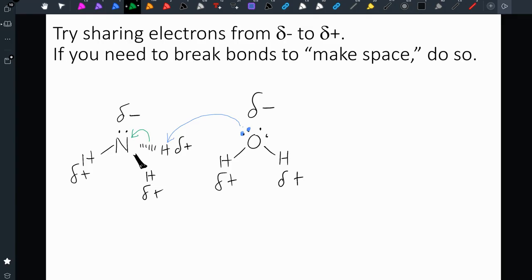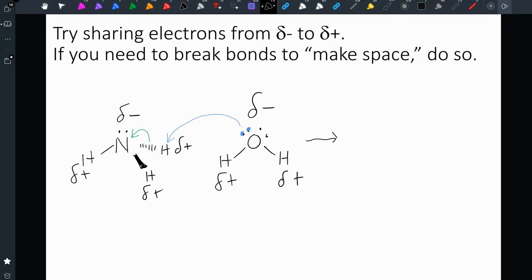You can pretty much ignore the fact that I drew this in this trigonal pyramid geometry. I didn't really need to include the wedge and dash bonds here. Sometimes I just get in the habit of drawing things in that correct geometry. You could have left those as flat lines and that would be fine. So I'm going to share from negative to positive. I break a bond to make space.